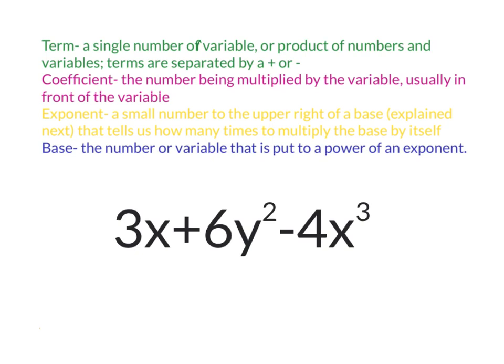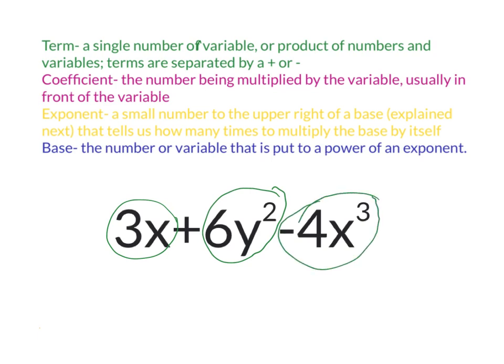So each of these, 3x, 6y squared, or 6y to the second, and I'm going to go with negative 4x to the third. Those are all terms. I'll talk about why I circled that negative in just a minute.